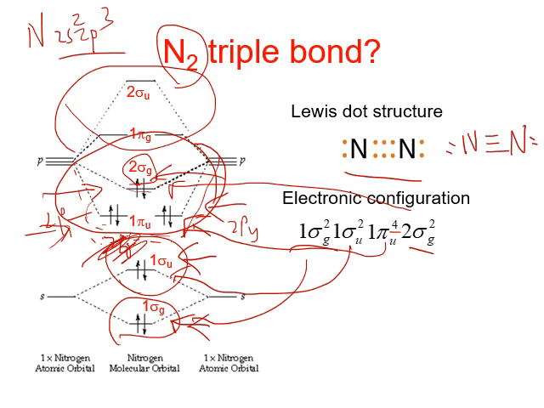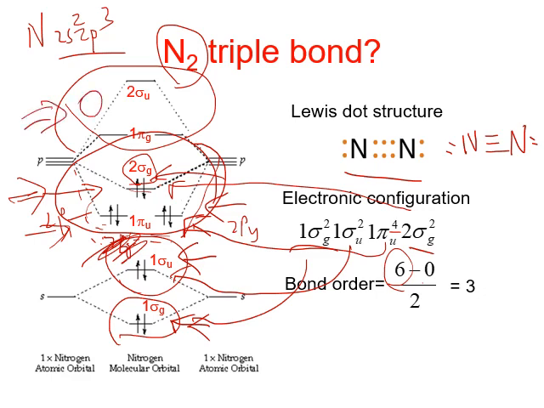So bond order is half (n minus n star). So 6 is the electrons in the bonding molecular orbital, and the anti-bonding molecular orbital is 0. Now, we didn't count these two because they cancel each other. Now we can add them together, and it gives you the same answer.